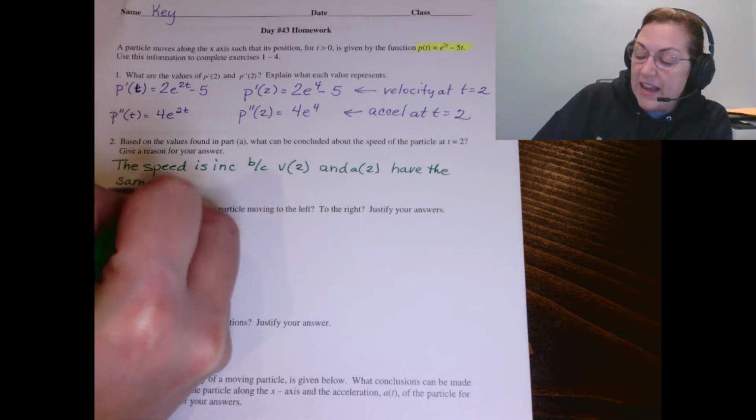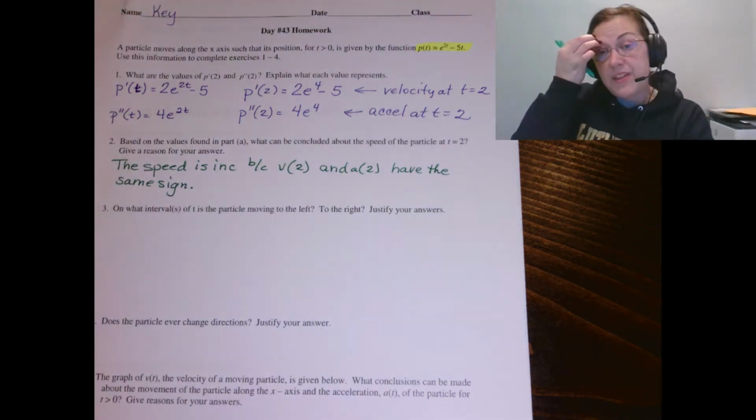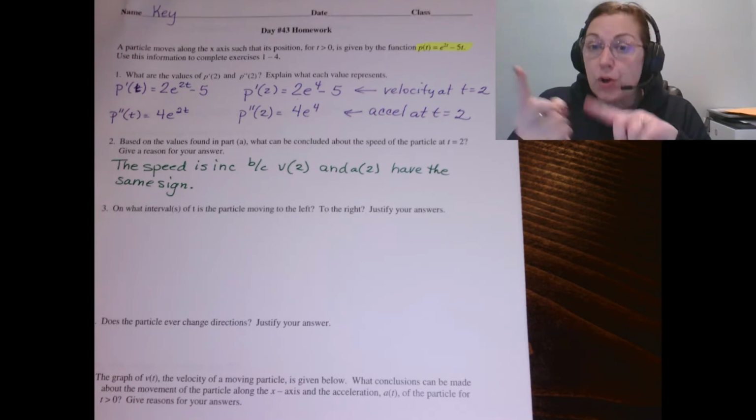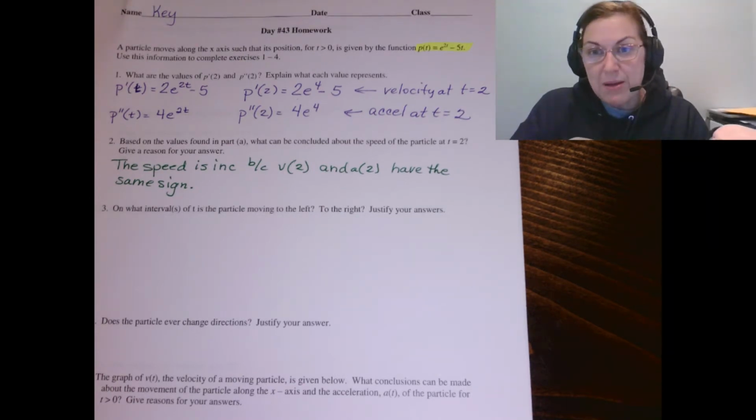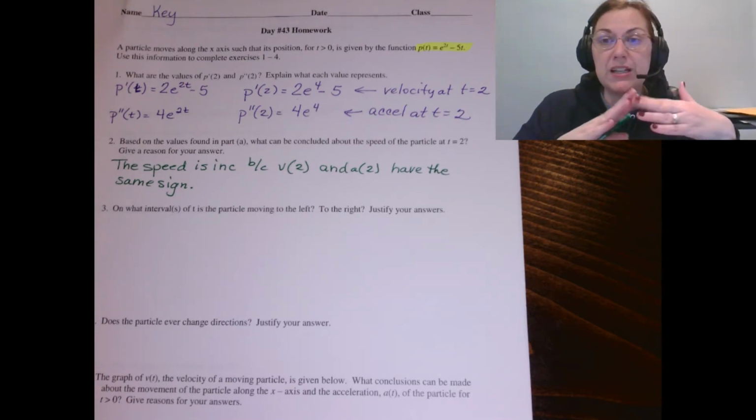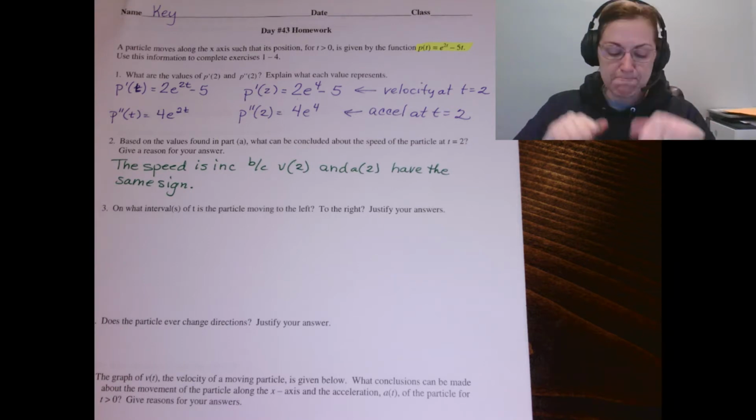And again, if you're like, I didn't know that rule, go back and look at the 5 commandments of particle motion. It really, really makes sense.